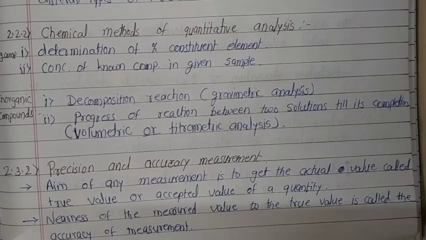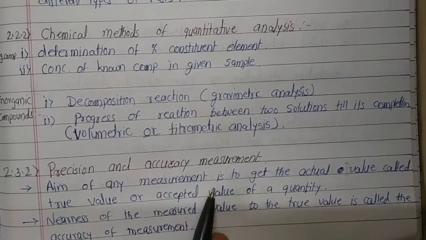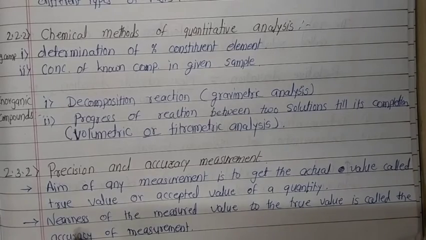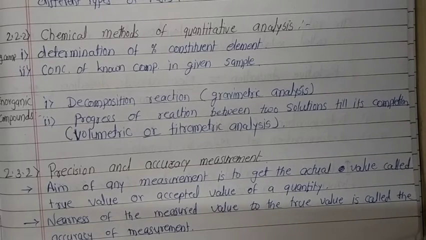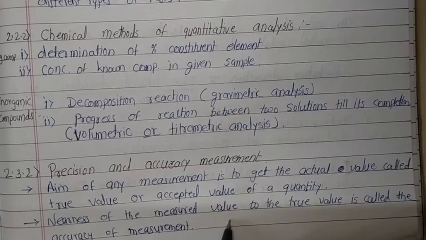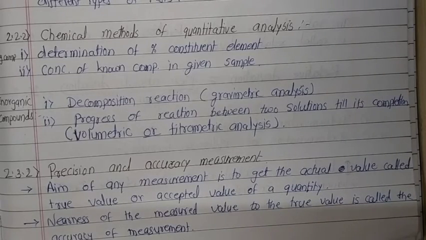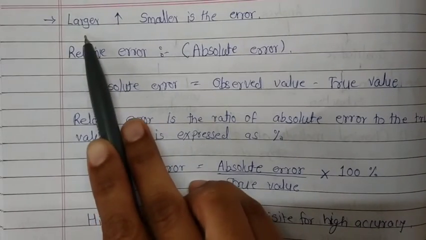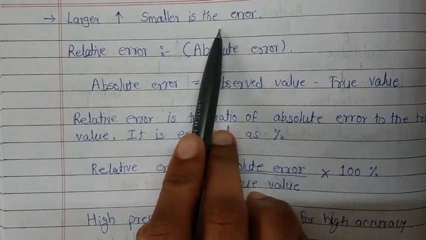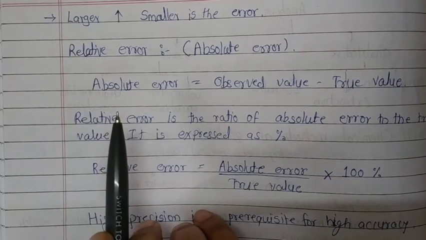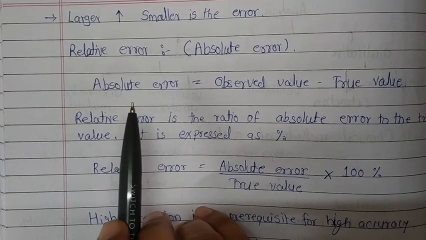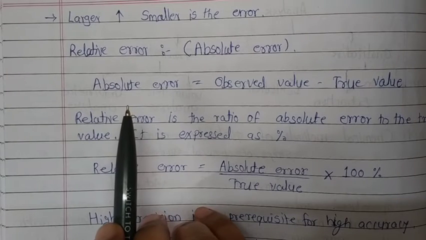Now first, the aim of any measurement is to get the actual value, called the true value or accepted value of the quantity. Nearness of the measured value to the true value is called the accuracy of measurement. Larger the accuracy, smaller is the error. Accuracy depends upon the sensitivity or least count, meaning the smallest quantity that can be measured by the measuring equipment.